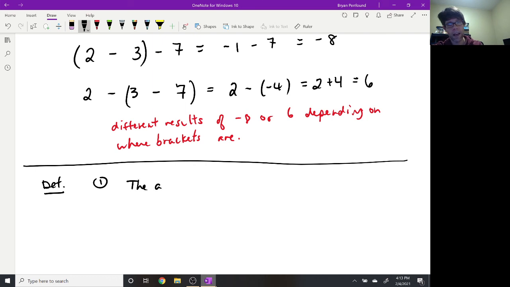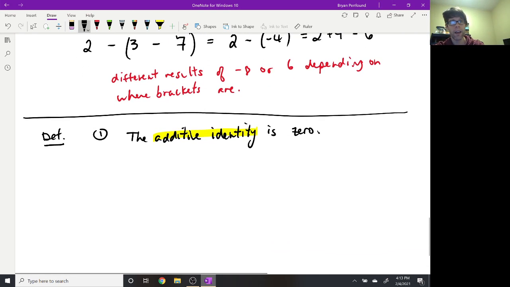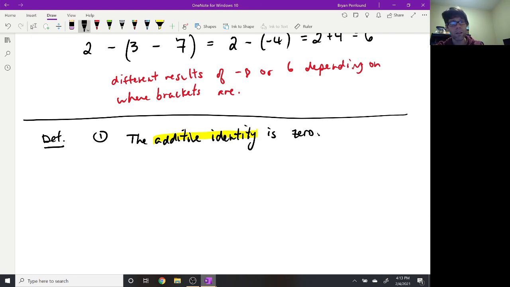So the additive identity is 0. Okay, so 0 is what we call an identity element for addition only. So additive identity is the thing that we want to talk about here. And the additive identity is 0. This is because if I add 0 to anything, I end up getting itself.